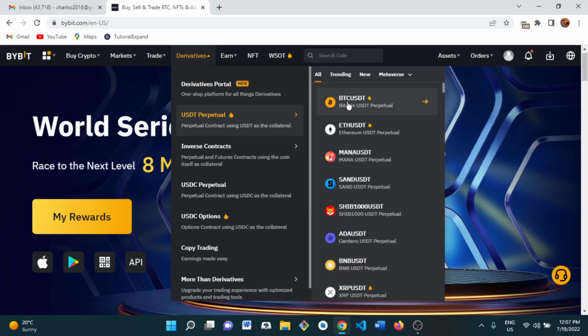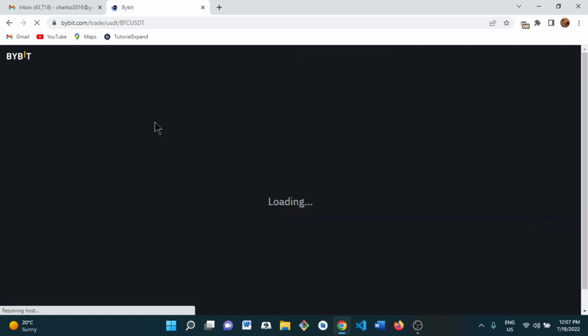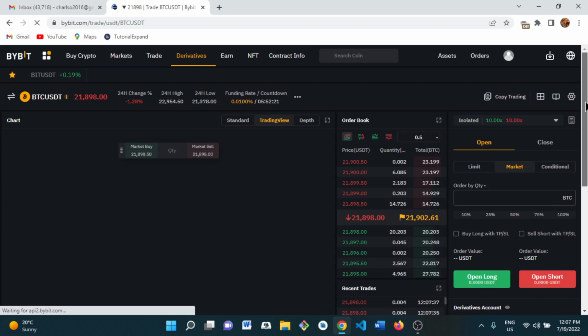I normally prefer this currency pair. We have different currency pairs that you can place your trade in, but I normally trade with Bitcoin USDT, which is BTC USDT. So I'll open that one. Still waiting for it to load. Okay, it has loaded, but some features are still in progress, so let's wait for it to load completely.